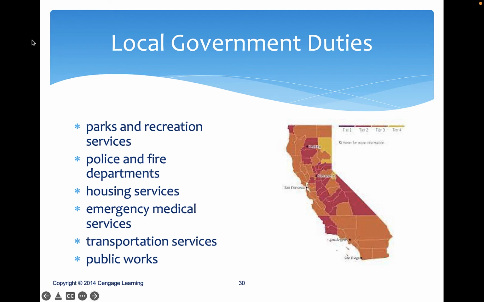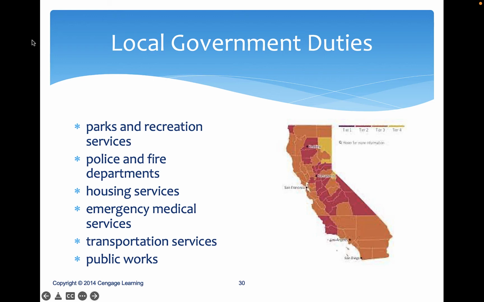So when we talk about local government, here in San Diego, we have the county of San Diego, the city of San Diego, the city of Oceanside, the city of Vista. So within the county, we have a variety of local governments that are tied into each other in a sense. There might be some overlapping of jurisdictions in some instances, but for the most part, local governments are going to deal with things like parks and rec.